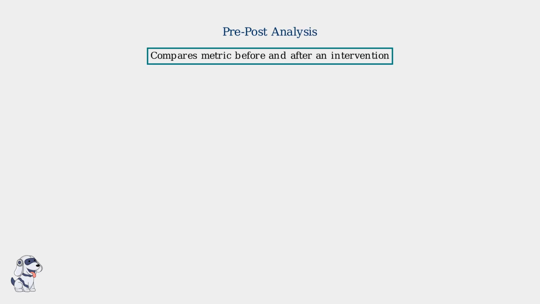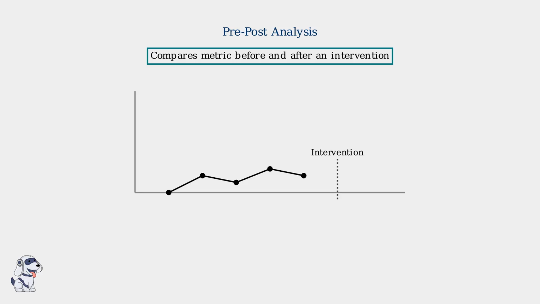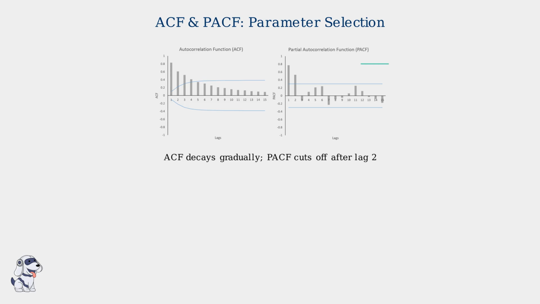Pre-post analysis compares observations before and after an intervention date. We plot the metric over time, mark the intervention, then compare average levels in the pre-period against those in the post-period to assess impact. The autocorrelation function shows a slow decay, indicating autoregressive behavior.